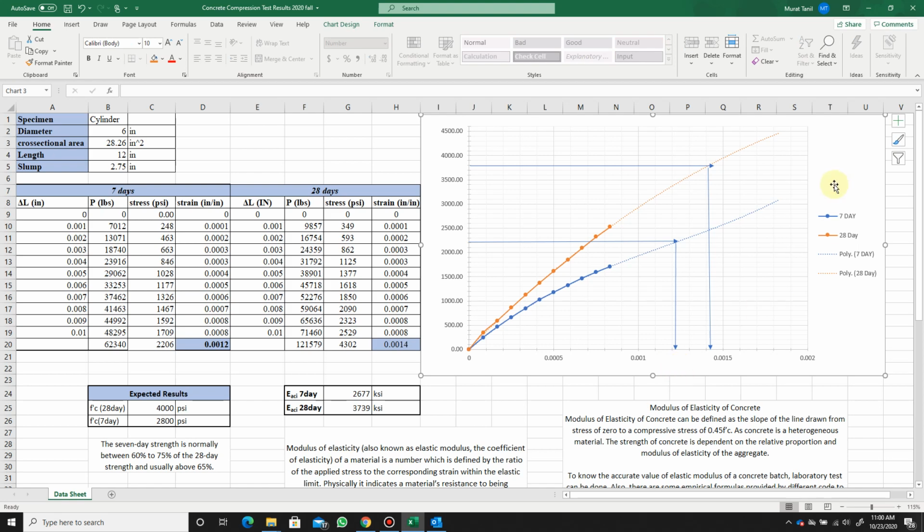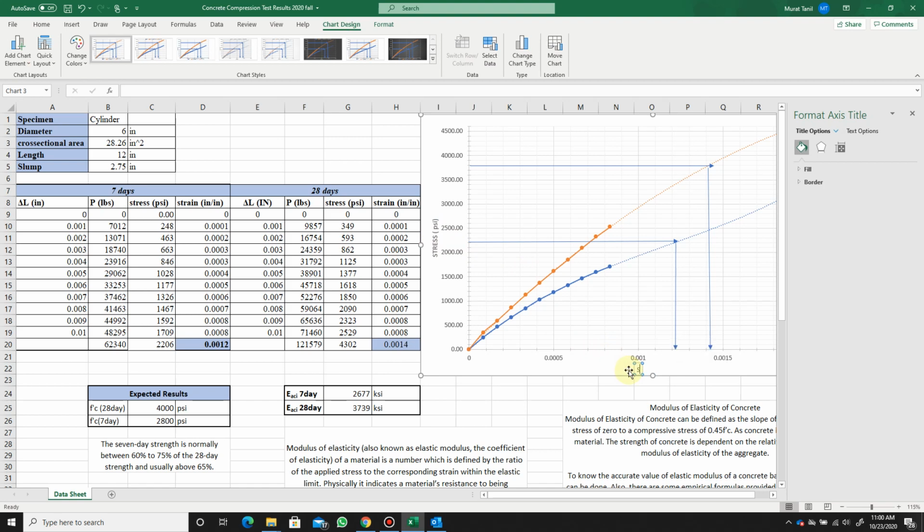I didn't add the axis title, so I'm going to add the axis title. This is the stress in PSI, and this was the strain in inch by inch. In other words, it's a unitless value.